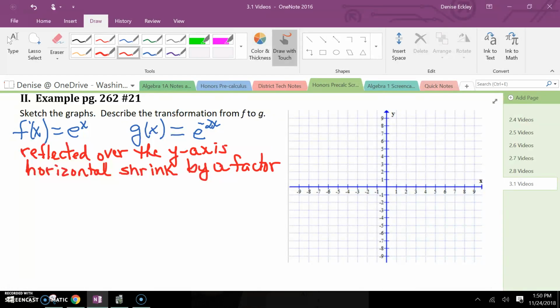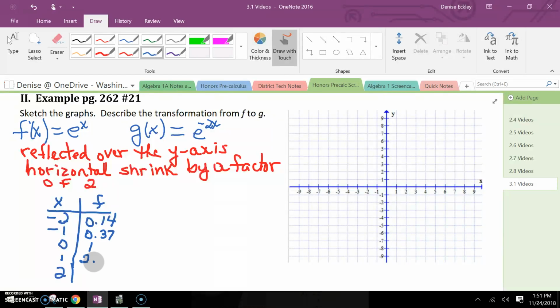Okay, so we'll start by making a table for f. And the values I used in the table are negative 2, negative 1, 0, 1, and 2. And substituting those into e to the x, I get 0.14. Negative 1 gives us 0.37. 0 gives us 1. 1 gives us e, which is, I'm just rounding to 2.7 for graphing purposes. And e squared is about 7.4.